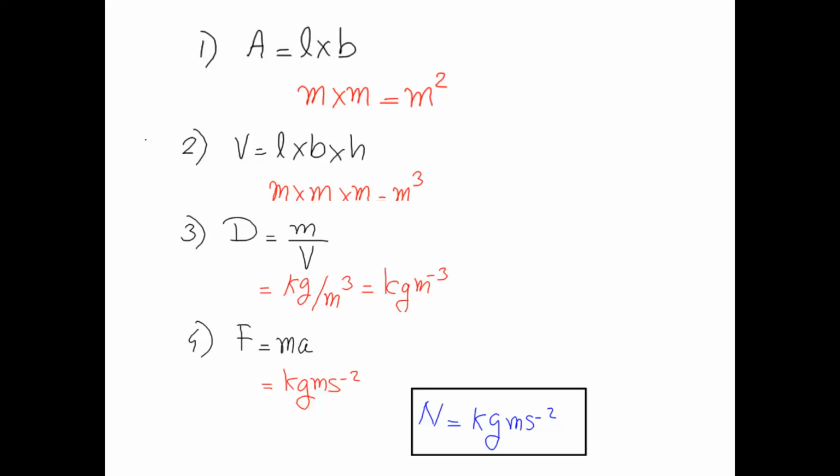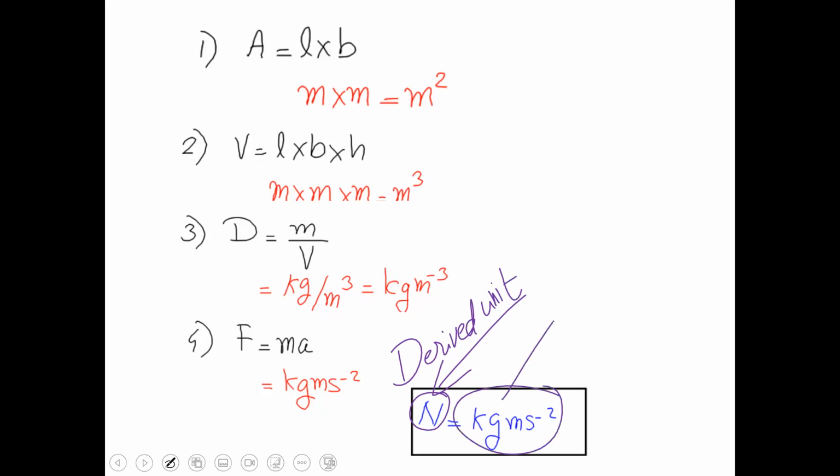Done, sir. Now look at this example, which will make our next concept. Newton is the derived unit. And what are these, kg and ms minus 2? These are called base quantities, base units. So Newton is the derived unit, and kg ms minus 2 are called the base units.